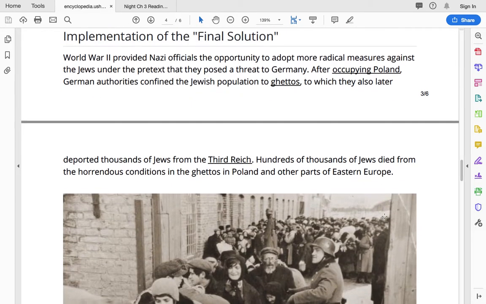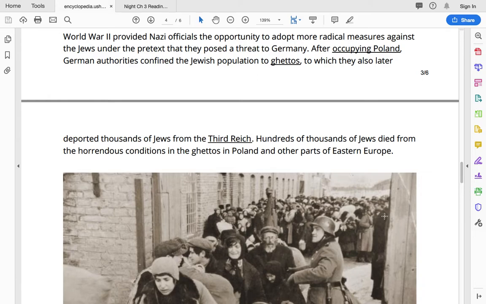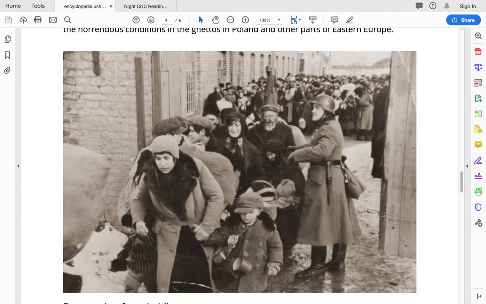Implementation of the Final Solution. World War II provided Nazi officials the opportunity to adopt more radical measures against the Jews under the pretext that they posed a threat to Germany. After occupying Poland, German authorities confined the Jewish population to ghettos, to which they later deported thousands of Jews from the Third Reich. Hundreds of thousands of Jews died from the horrendous conditions in the ghettos in Poland and other parts of Eastern Europe.